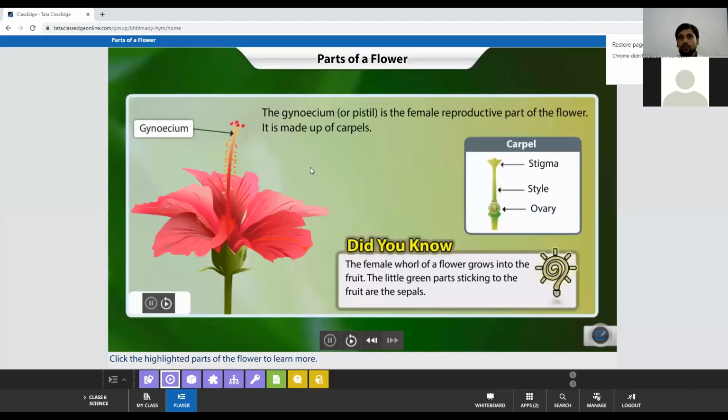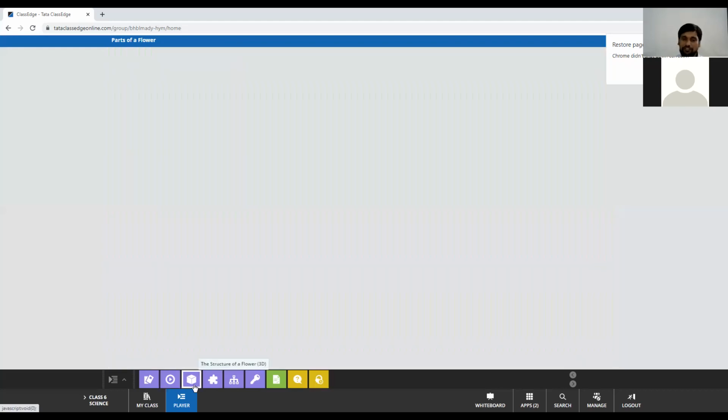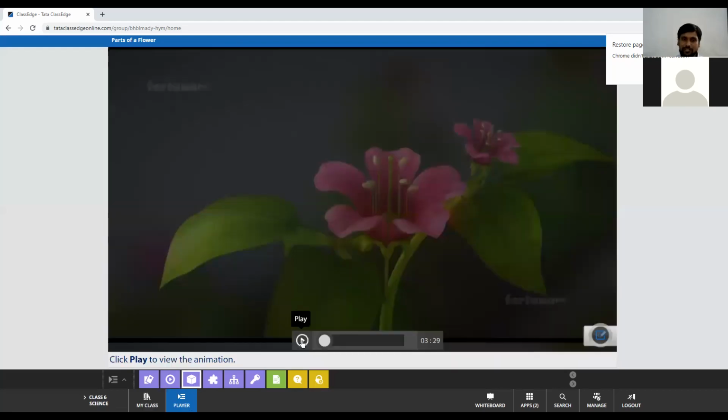So this is about the four whorls of a flower. What are they? The first one is calyx, the second one is corolla, the third one is androecium, and the fourth one is gynoecium. Getting my point, guys? Any doubts in this? No, sir. Okay. Understood, sir. Now let us watch a clear 3D video of the structure of a flower. Watch it, guys.